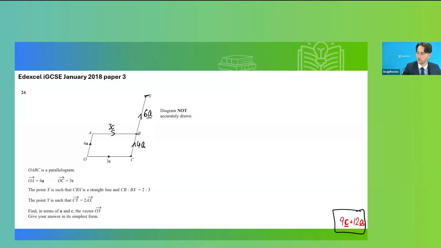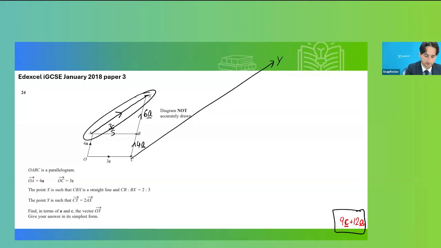Now, we're asked, Y is a point such that C to Y is 2AX. Now, AX is this vector here. This, again, is where you have to take ownership and add it in. And C to Y is double that. So Y is actually like somewhere over here, because that vector is A to X, and C to Y is 2 lots of that. So it's the same angle, but it's double as long.